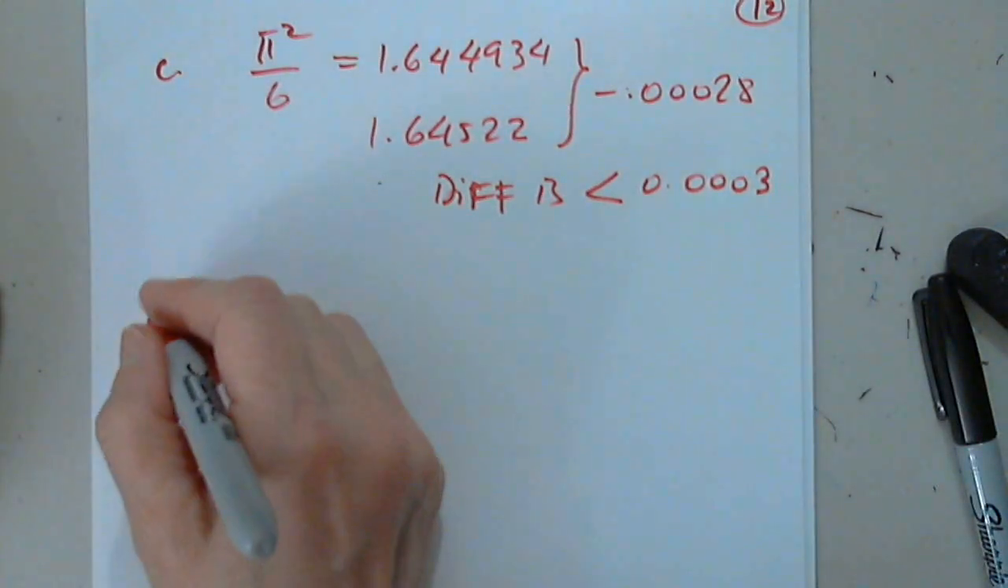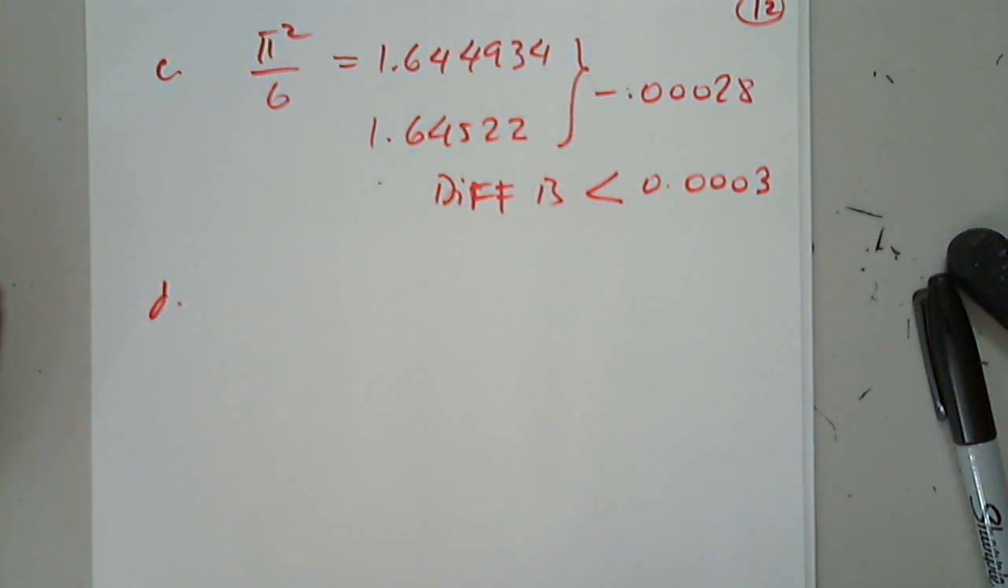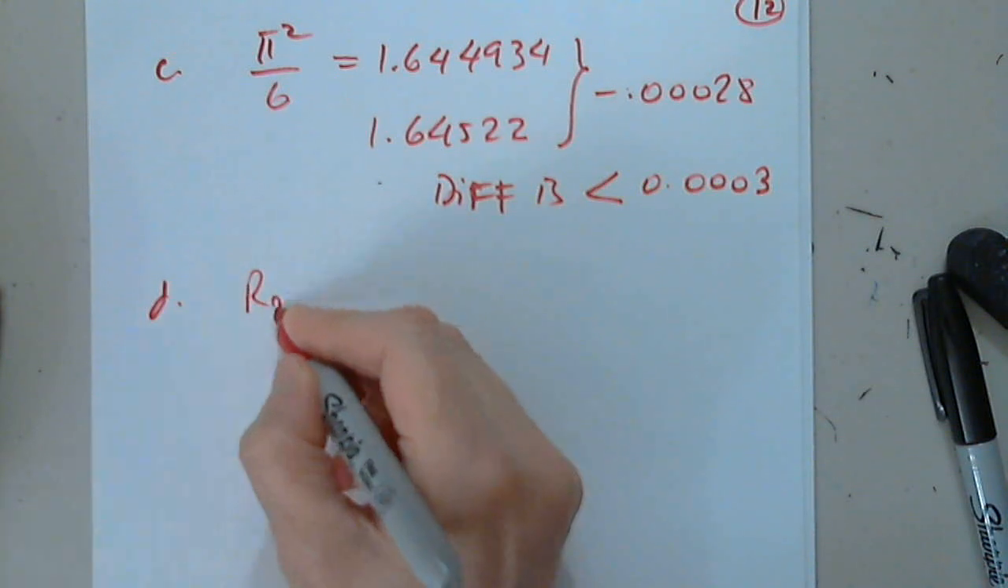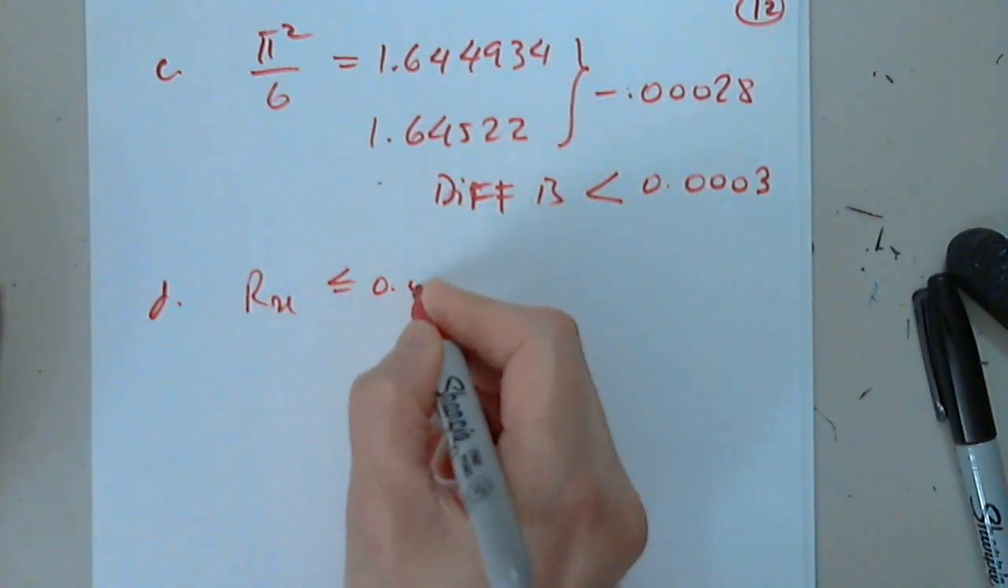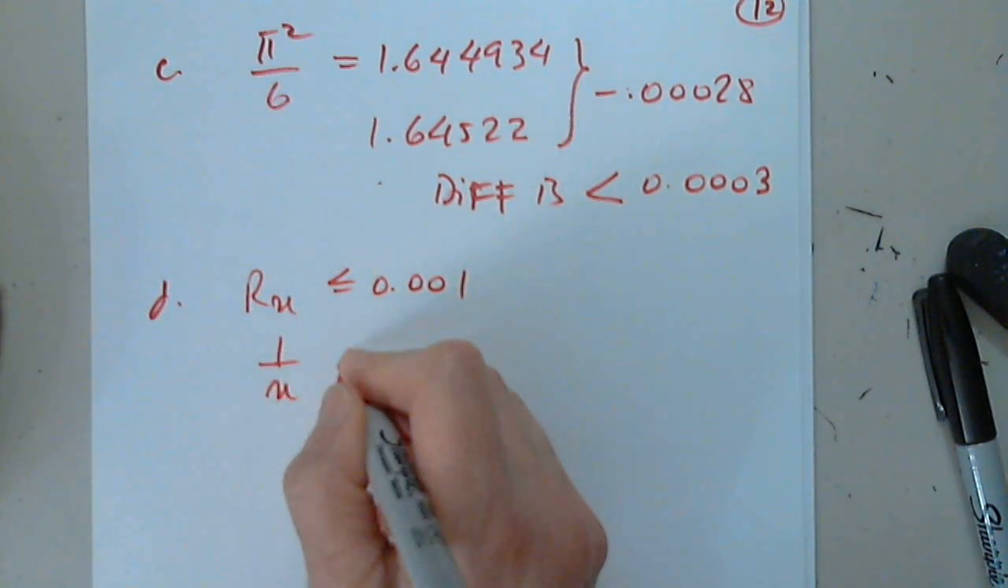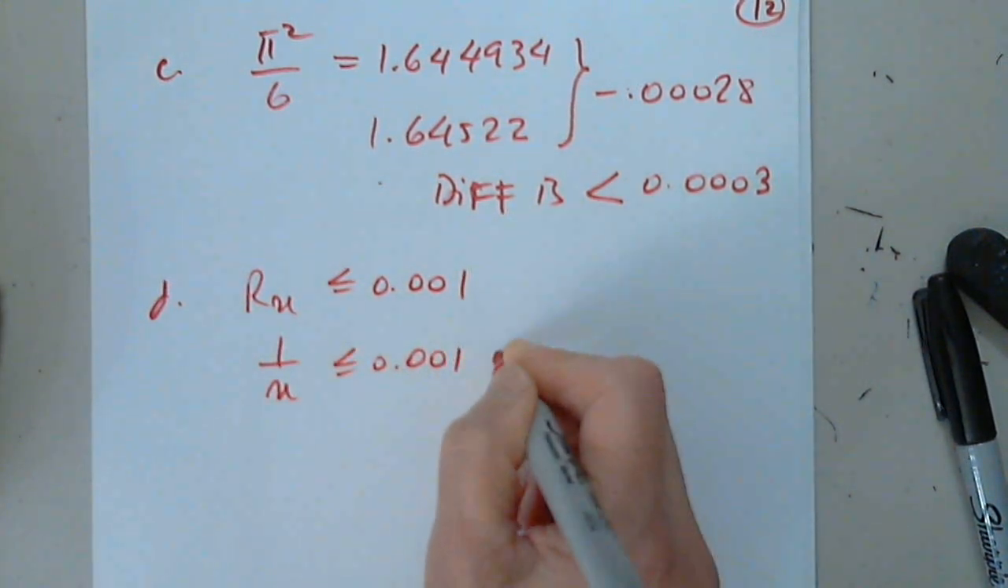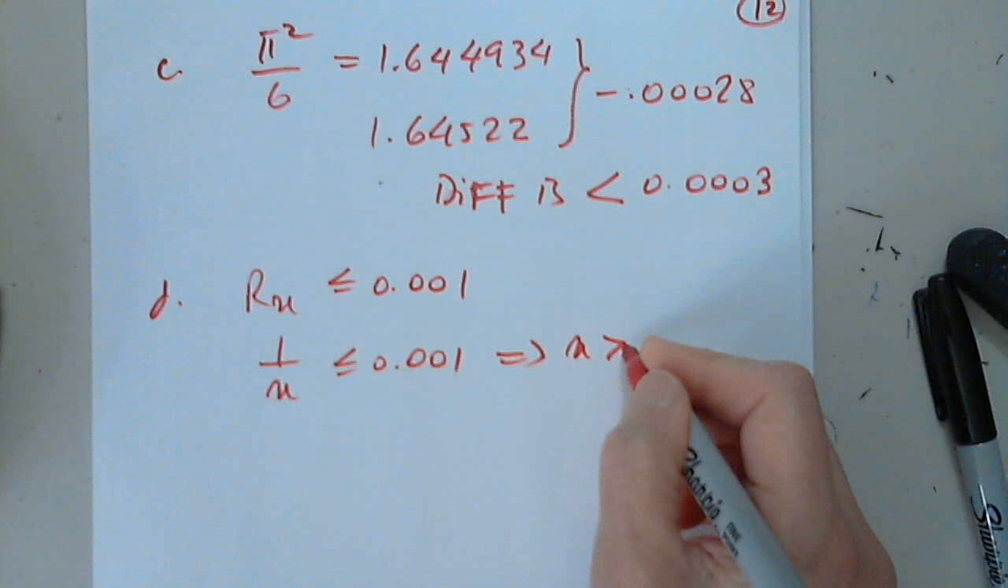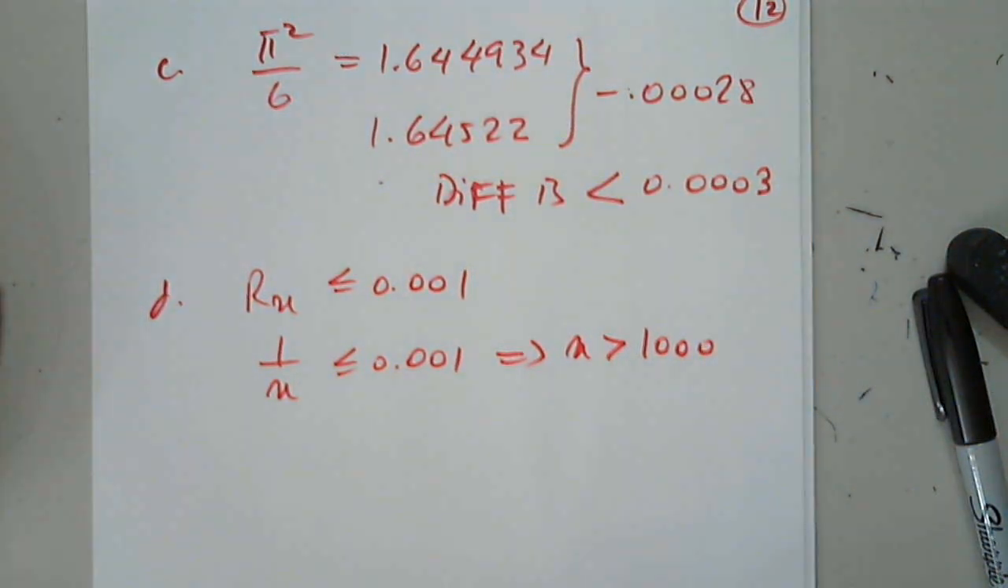Okay, and finally, in part D, they want us to find a value of n that will ensure that the error is less than 0.001. So we have 1 over n less than or equal to 0.001. So obviously, n has to be greater than 1,000.